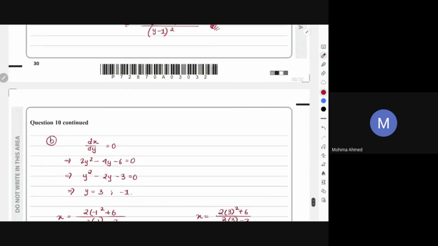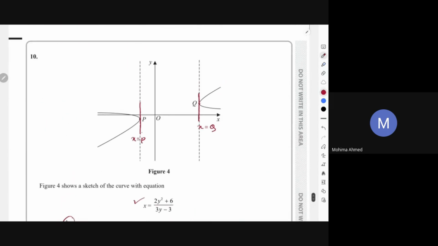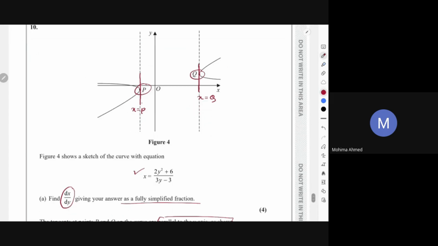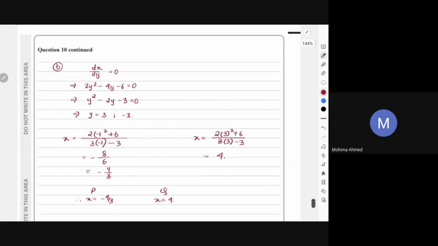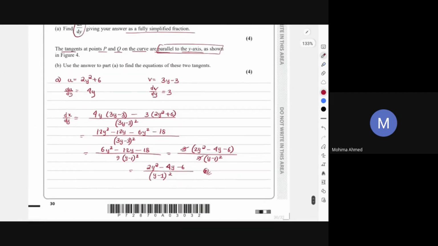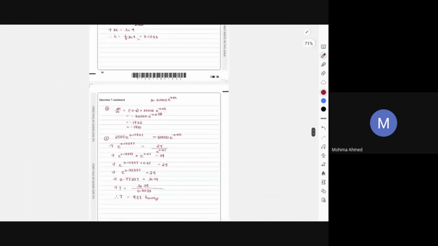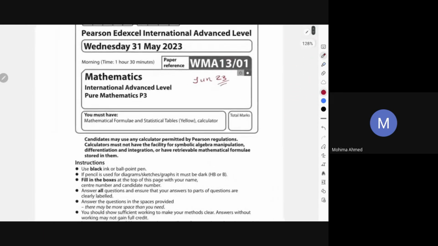So I can clearly see that Q was at a positive coordinate and P was at a negative coordinate. That means obviously the equation for P is x equals minus 4 by 3, and for Q it's x equals 4, right? These are the tangents at points P and Q on the graph. So this is it. We are done with your June 2023 paper. I hope that was clear for everyone.